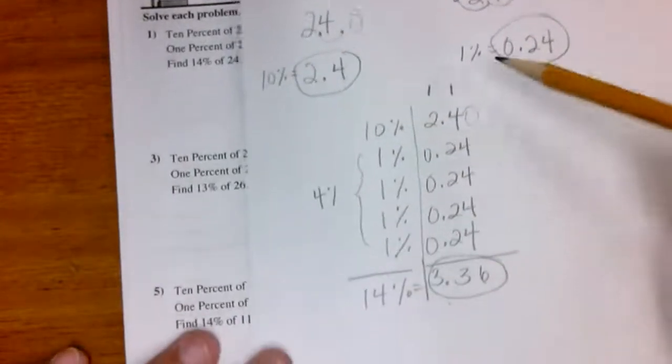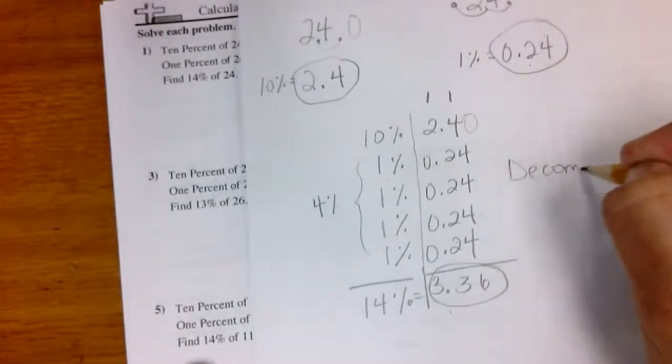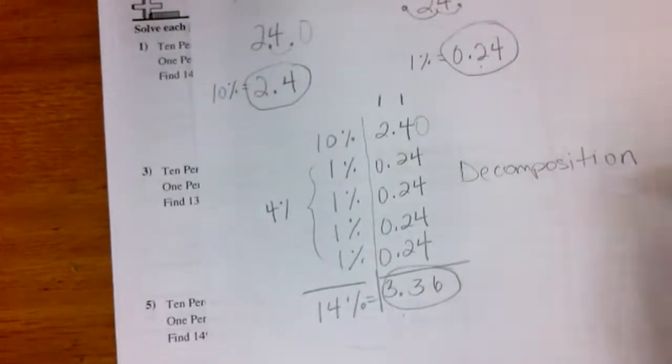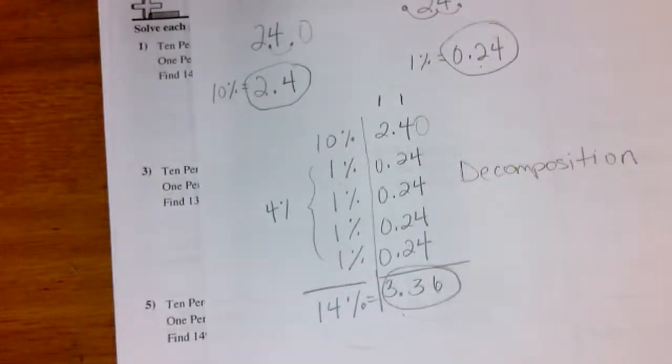So this is called decomposition. This is when we break up a number into smaller numbers so that we can do it in our head. Okay? So let's try another one.